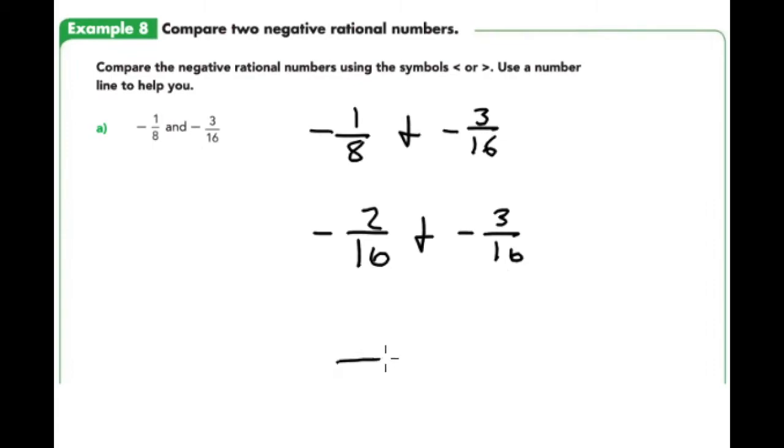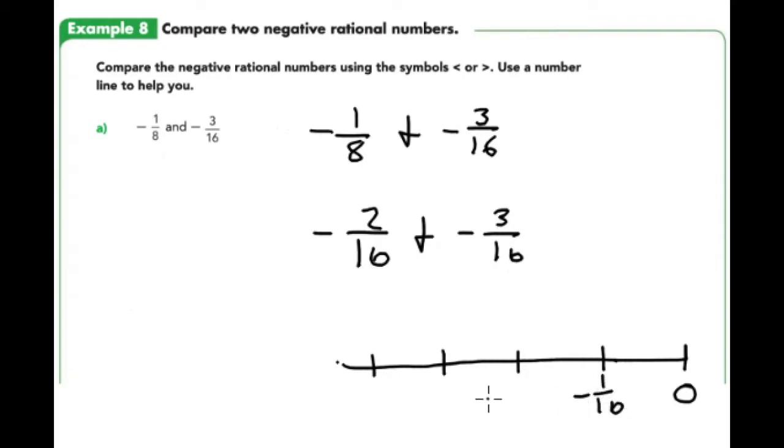So we're going to start by showing this on a number line. And for my number line here, I'm just going to count each tick mark as a 16th. But because we're on the negative side, we're going to be moving backwards. So if this is 0, let's say this is a negative 1/16, negative 2/16, negative 3/16, and negative 4/16 we'll stop at.